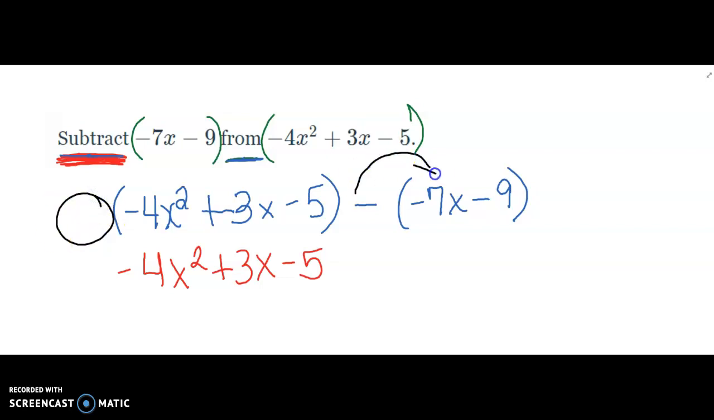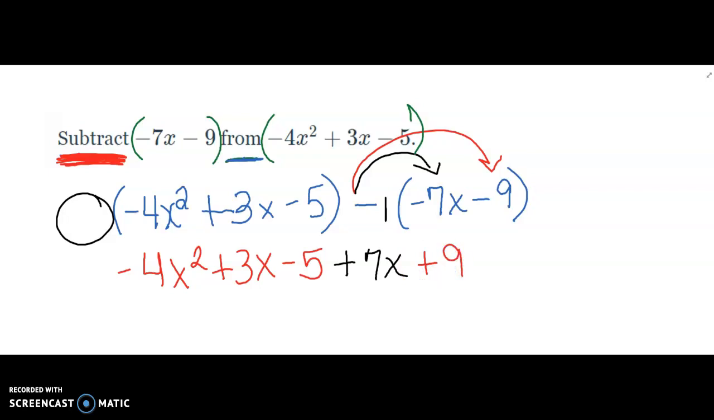Then this negative is like a negative 1, so I'm going to multiply it into the parentheses. A negative times a negative is a positive. 1 times 7x is just 7x. And then I'm going to multiply the negative 1 times the negative 9. A negative times a negative is a positive. 1 times 9 is 9.